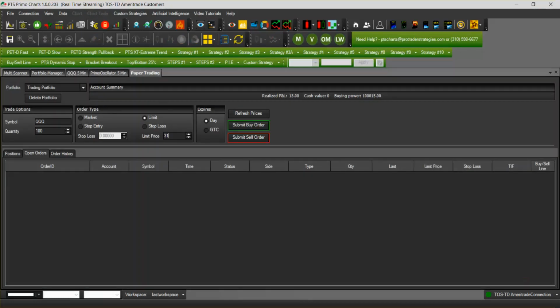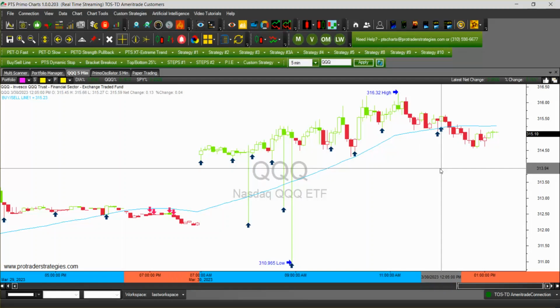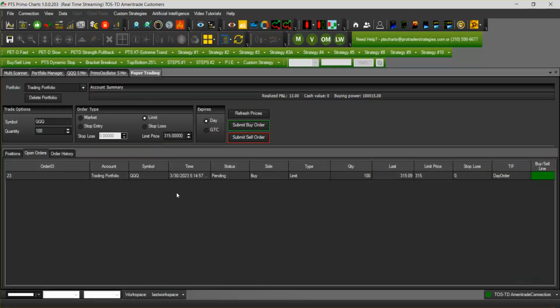Now at 315, okay, and I want to submit a buy order. That means that I have to wait until the stock goes down a little bit, because you see this is the last price and my order is at 315. So I have to wait for it to come to me and get filled, okay? And that's the limit price. So this is the waiting that you have to do when you're trading in real life, because this can take a while before it resolves.